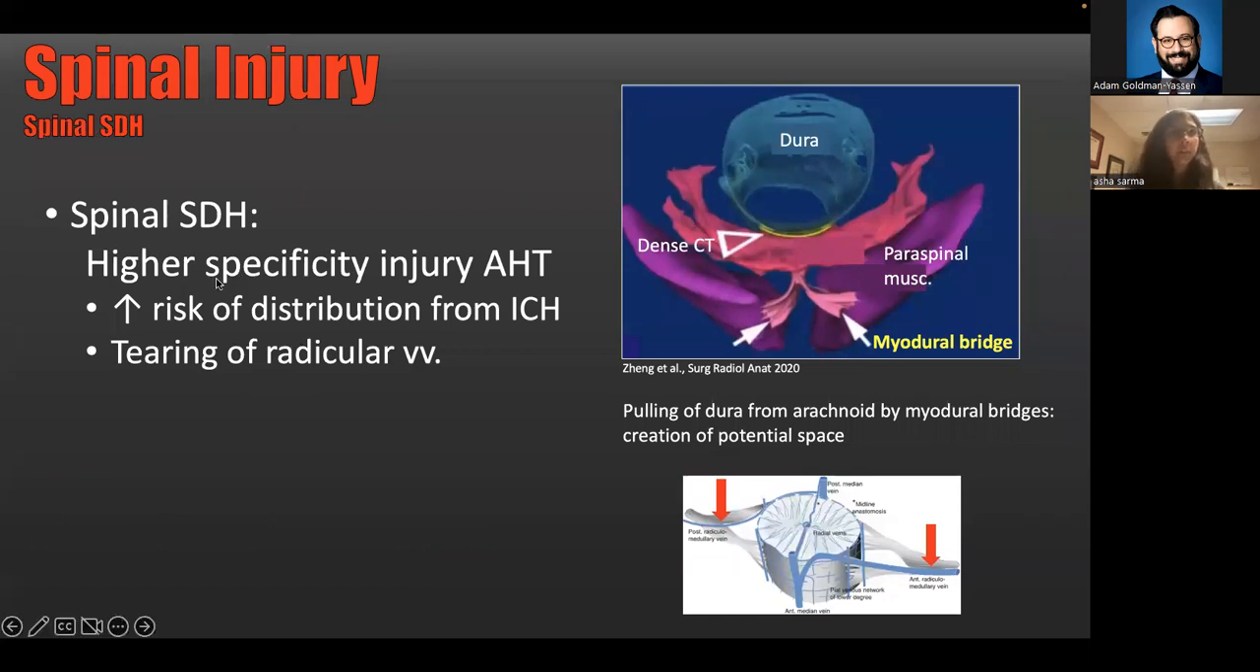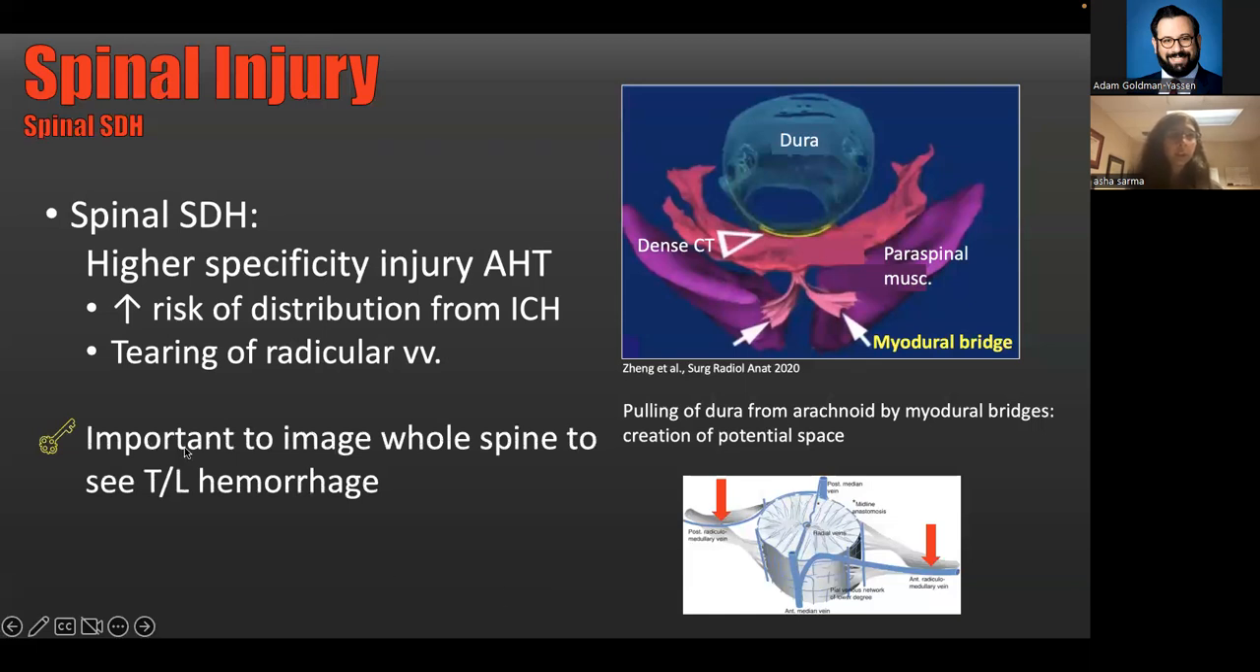Spinal subdural, again, has higher specificity for injury and abusive head trauma. It's interesting, the mechanism for this. Some people think that these myodural bridges are stiff tissue that pulls the dura away from the arachnoid when the patient is being shaken, creating a potential space that allows distribution of subdural hemorrhage from the intracranial compartment. And there also may be a contribution of injury of radicular veins. So it's important to image the whole spine to see thoracolumbar hemorrhages, which you can see even sometimes when there's not a hemorrhage seen higher up.